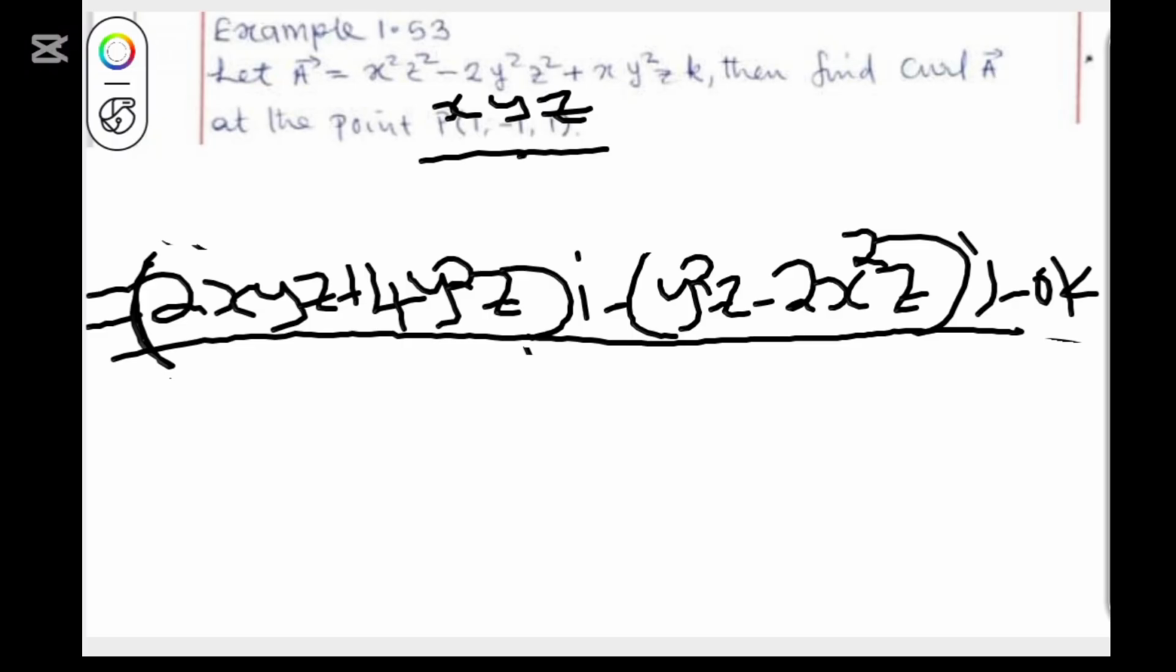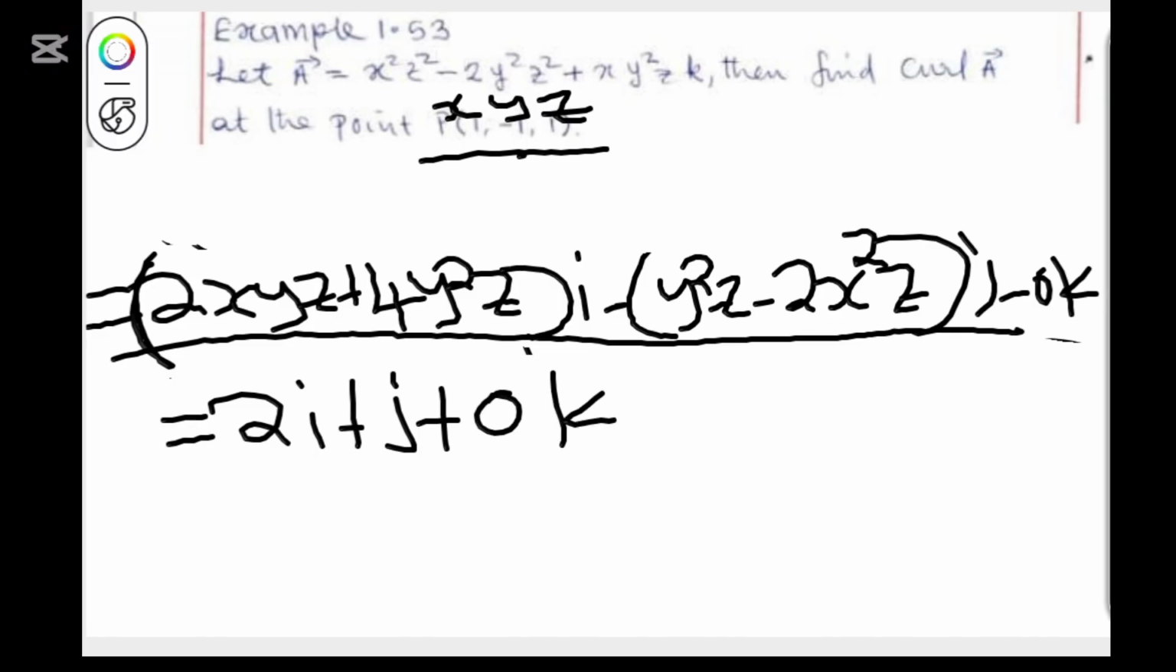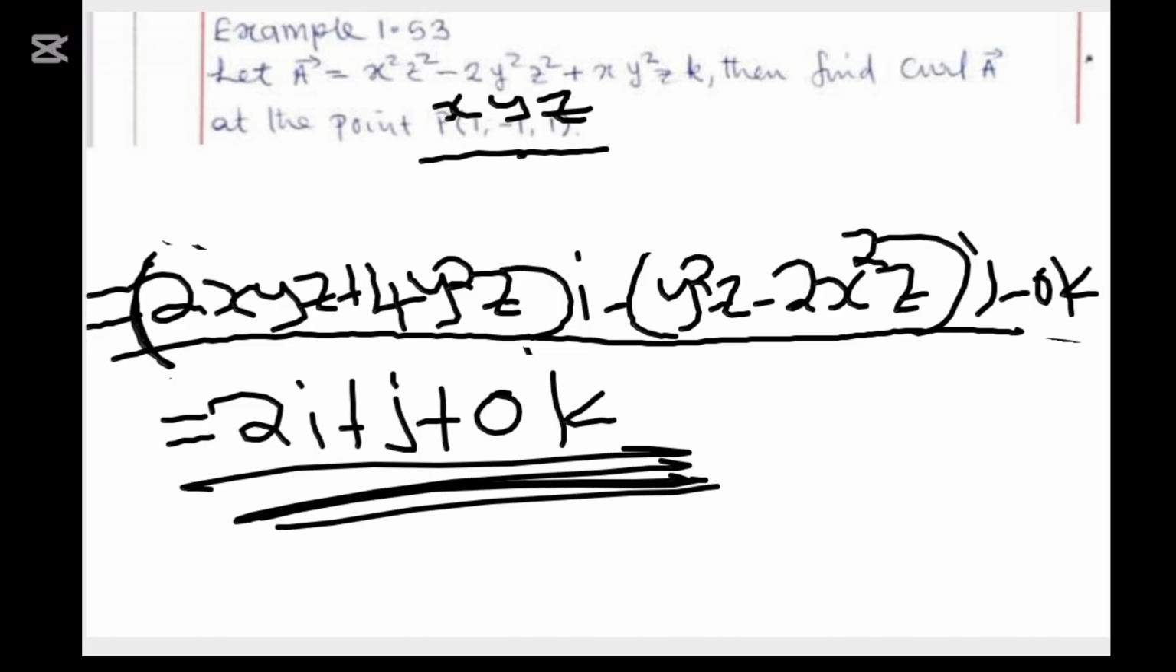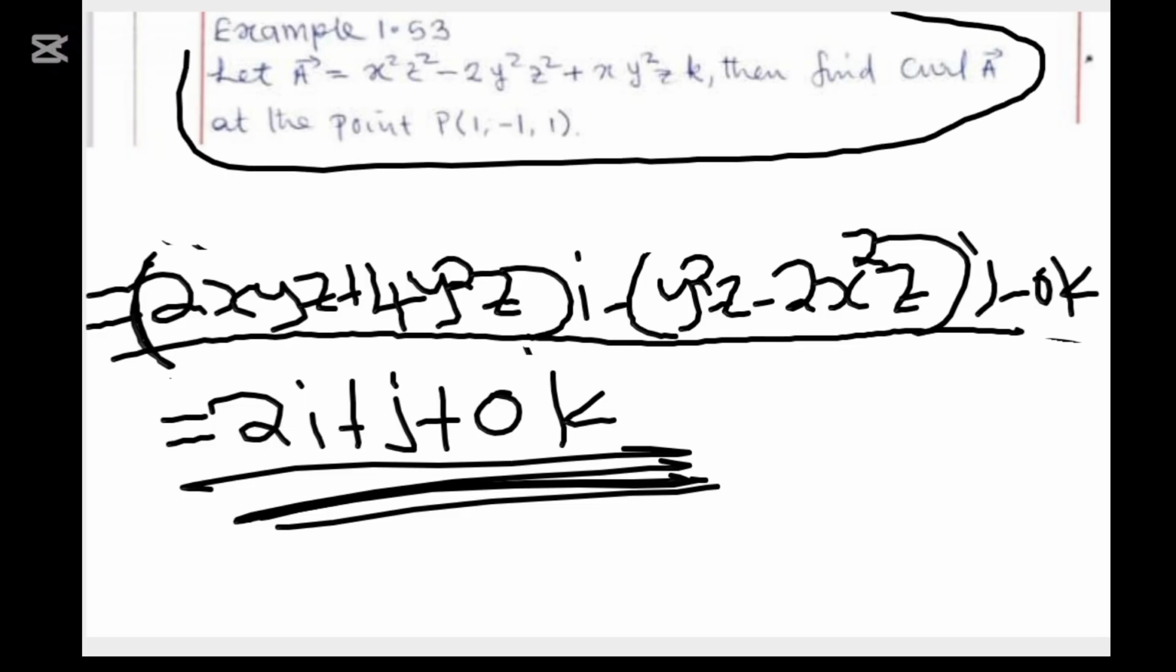x is 1, y is -1, and z is also 1. If you substitute, you get 2i plus j plus 0k. So this is the final solution of this question. You have to take a good look at the question and see. So this is the final solution to what?